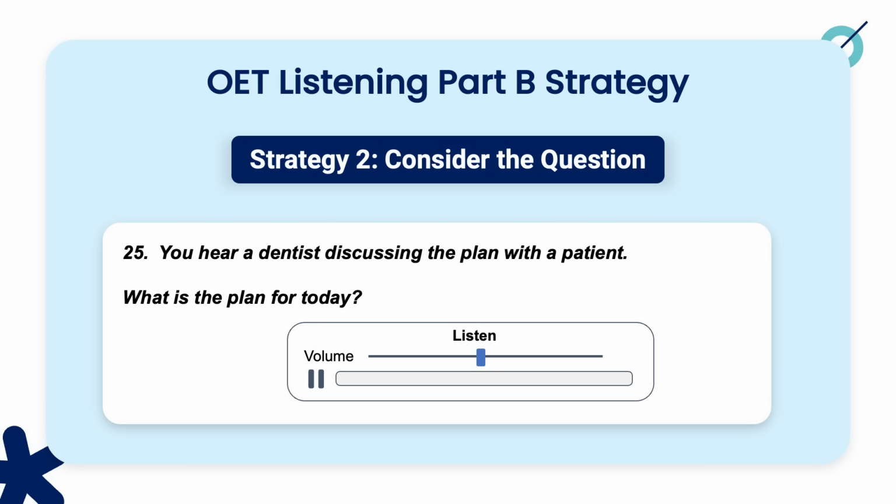Strategy 2 is to consider the question. So next, you want to read the question itself carefully. Are you listening for the main idea, a specific detail, or the speaker's purpose? For example, if the question asks, "What is the plan for today?" you know to ignore the information about what happened yesterday.